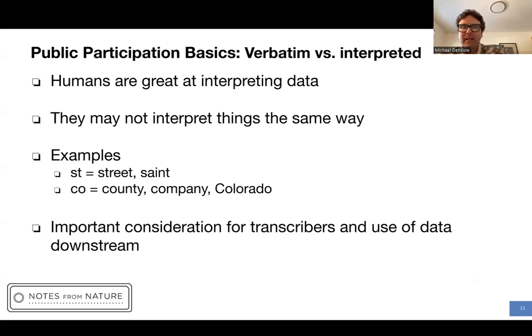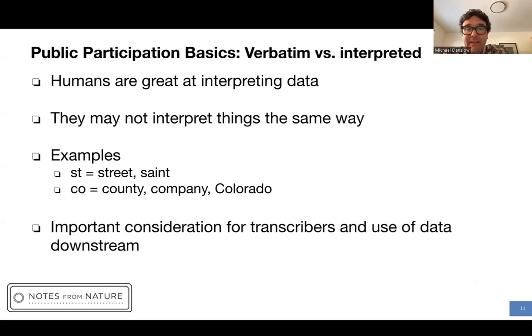Now, something like, if ST occurs on the label, right? Many of us might think, oh, that's probably short for street, or maybe that's Saint something, in a place name or a parish name or something like that. But not everyone may see it that way, and they may enter it differently. And since we collect multiple entries, actually not per record but per field, we want to make sure they're going to interpret it the same way.